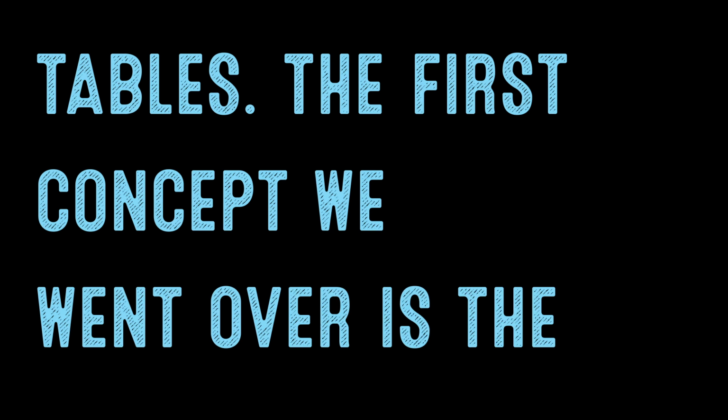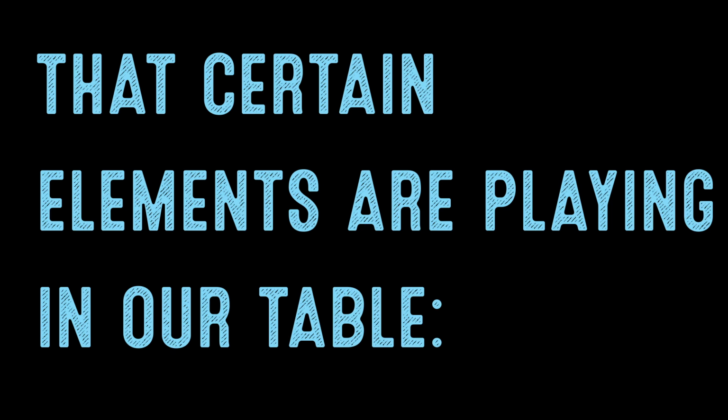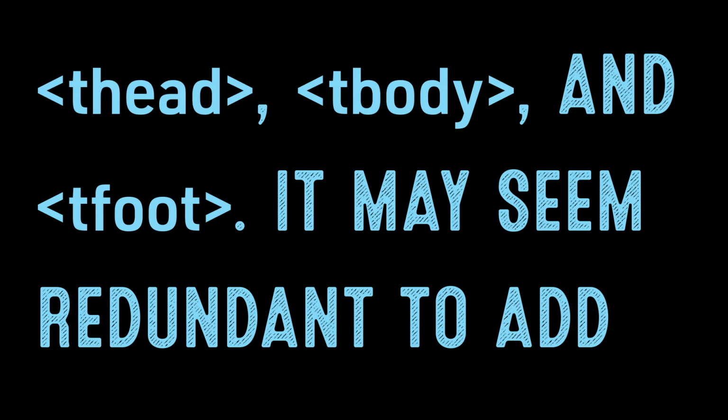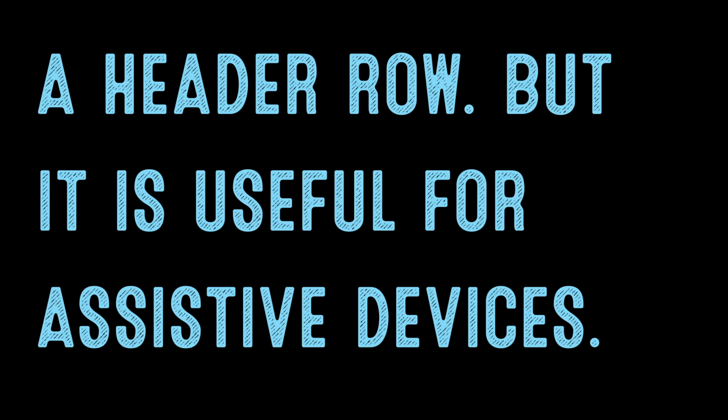Then we moved on to how to improve the accessibility of our tables. The first concept we went over is the addition of semantic elements that identify the role that certain elements are playing in our table. Table head, table body, and table foot. It may seem redundant to add the table head to further identify the first row as a header row, but it is useful for assistive devices.